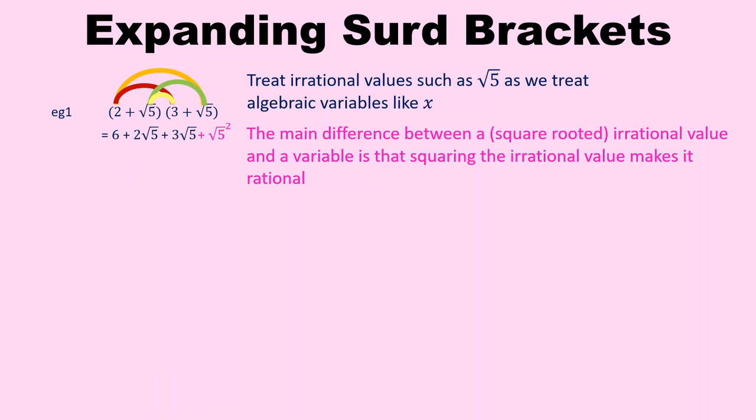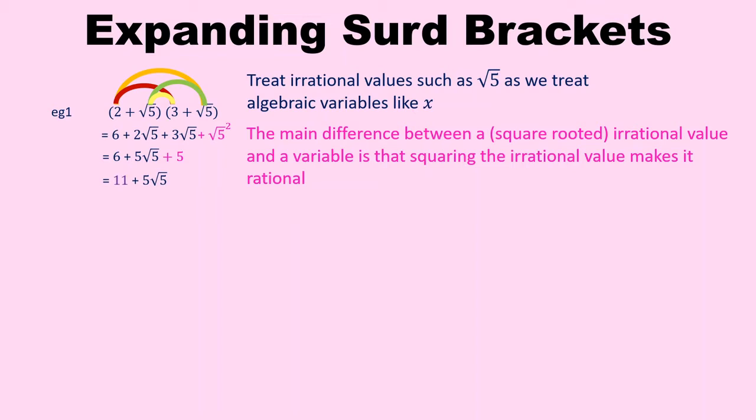2 root 5 plus 3 root 5. I've got the same number underneath the square root sign. So I can just add the 2 and the 3 together, making that 5 root 5. So that's 6 plus 5 root 5 plus 5. Now I can group together my rational terms. That's my 6 and my positive 5. 6 plus 5 is 11. So it's 11 plus 5 root 5.